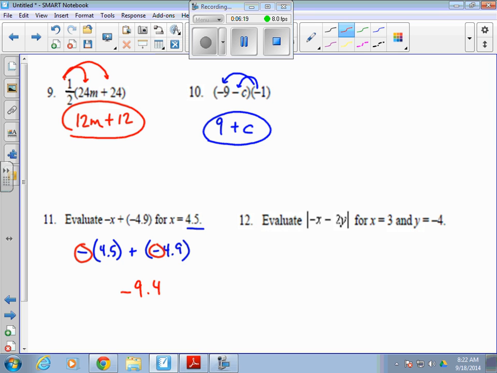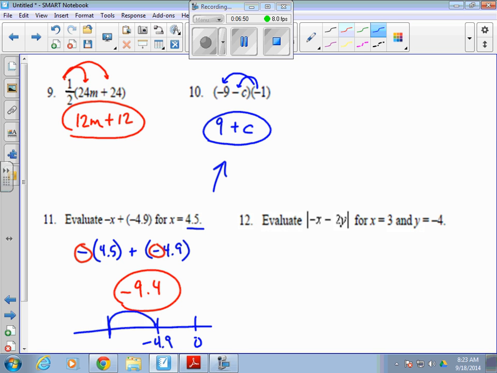Don't confuse it with multiplication. Remember, when you multiply a negative times a negative, it becomes a positive. But when you add two negative numbers, like on number 11, you keep the common sign negative. If you need a number line to make this make sense to you, think of it this way. -4.9 is on that side of 0. If you subtract 4.5 from it, you're going to go this direction. It does not become positive when you do that.